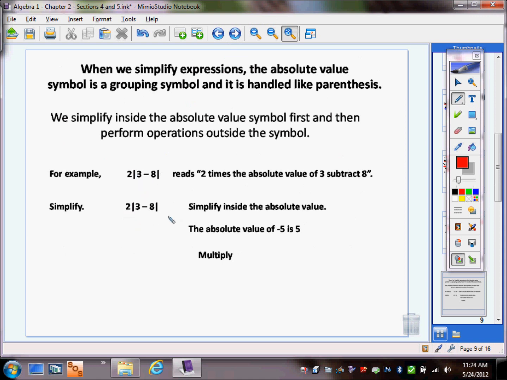So if we're going to simplify this, I first do what's inside. So I end up with 2 times the absolute value of 3 minus 8 is -5. So the absolute value of -5 is 5, so I get 2 times 5, which is 10.